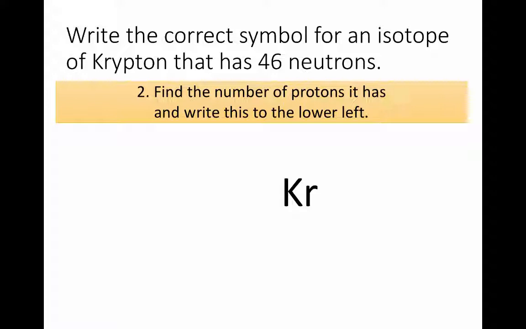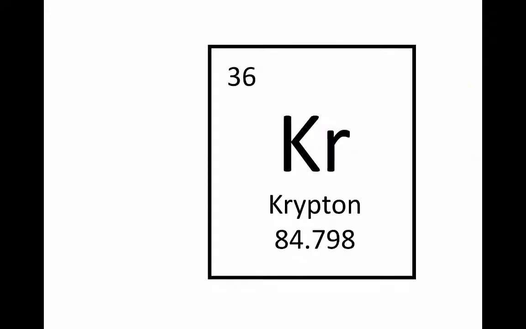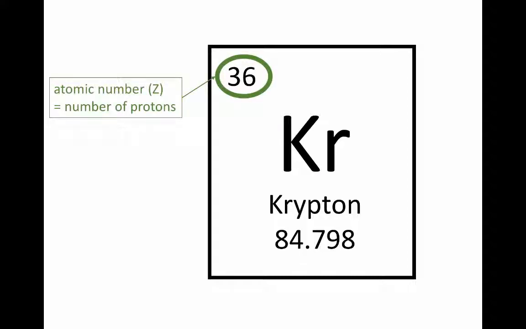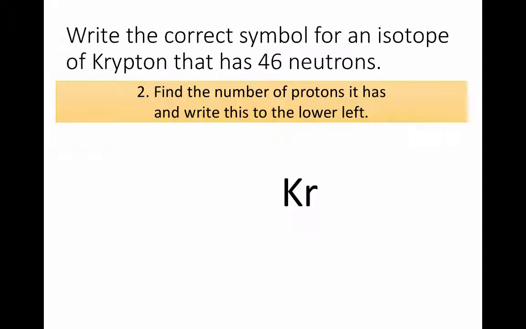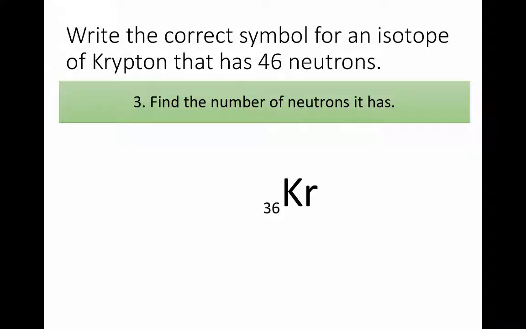Where do we find the number of protons? Once again, let's go to the periodic table. Remember where to find the number of protons? The atomic number. It's up there in the upper left. So that's 36 protons for krypton. And so let's take that number, 36, and we're going to write it to the lower left of the element symbol right here.